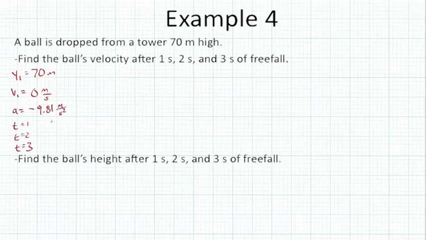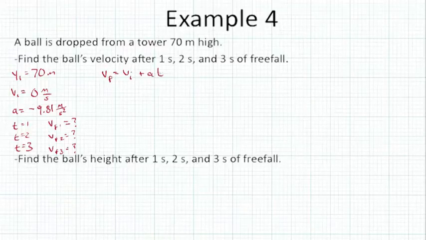So the question is, what's the velocity, the final velocity at 1? What's the final velocity at 2? And what's the final velocity at 3 seconds? Well, the equation that we have that can relate initial velocity, acceleration, time, and final velocity should be a relatively familiar one to us. That's our final velocity equals initial velocity plus acceleration times time. Again, I didn't write this as VF equals VI minus GT. I simply wrote it as the original equation.